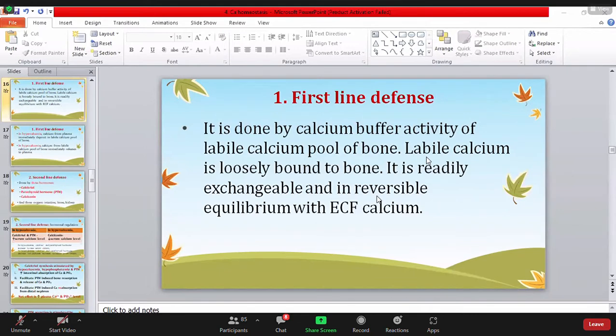First line of defense is done by the calcium buffer activity of the labile calcium pool of bone, because, as all of you know, labile calcium is loosely bound to bones and it is readily exchangeable and remains in reversible equilibrium with ECF calcium or serum calcium.